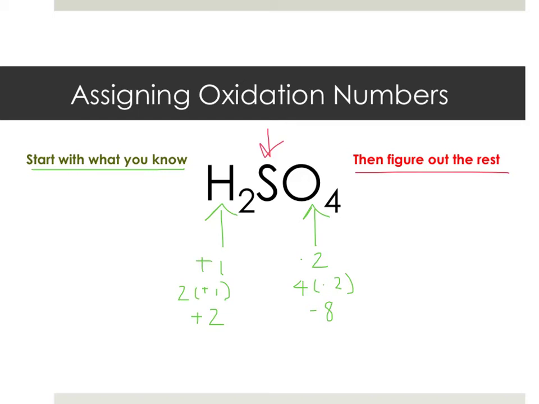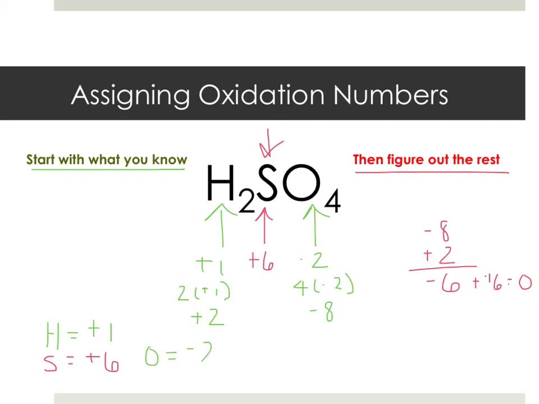Since we have a -8 and a +2, right now we have an overall charge of -6. Therefore, sulfur must be +6 because +6 and -6 equals 0. So to review, in this example, hydrogen has an oxidation state of +1, sulfur has an oxidation state of +6, and oxygen has an oxidation state of -2.